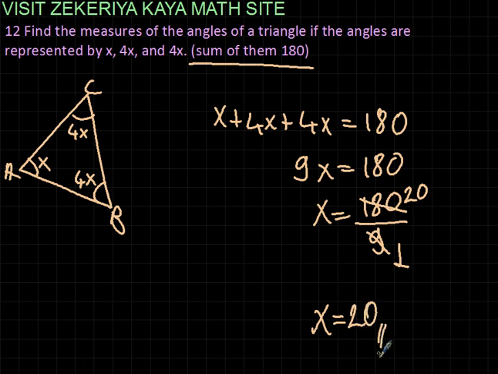In this case, are they all equal? No. From my shape, they look equal, but look at that. x is 20. 4x will be 4 times 20, which is 80. So the angles are 20, 80, 80. I tried to make the shape differently, but I couldn't manage to.